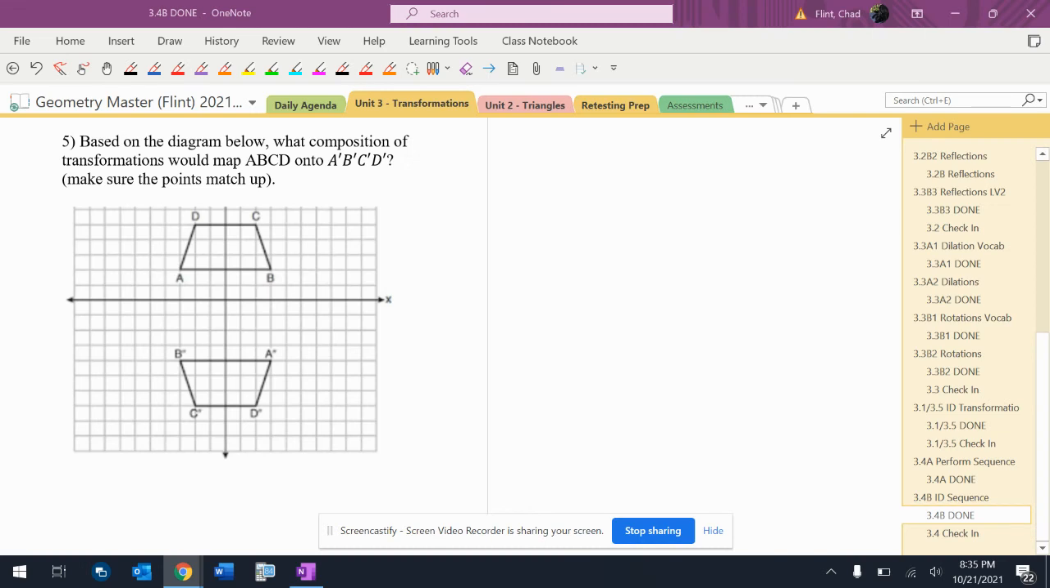All right, so on the diagram below, what composition of transformations would map A, B, C, D onto A prime, B prime, C prime, D prime? All right, so this is a little tricky because if you look at this, B is here and it ends up here. A is here and it ends up here. C is there and it ends up there. And D is there and it ends up there.